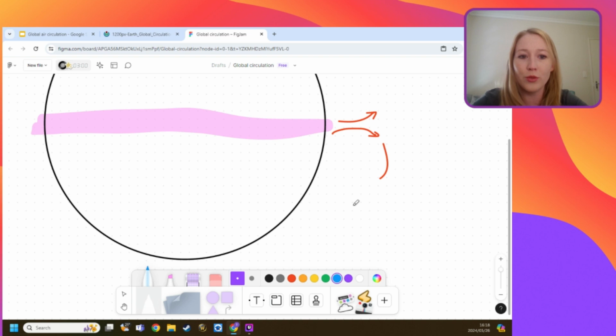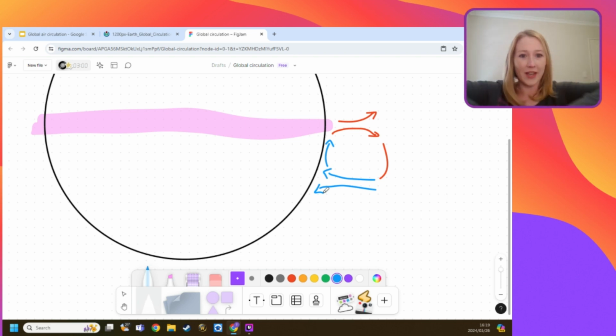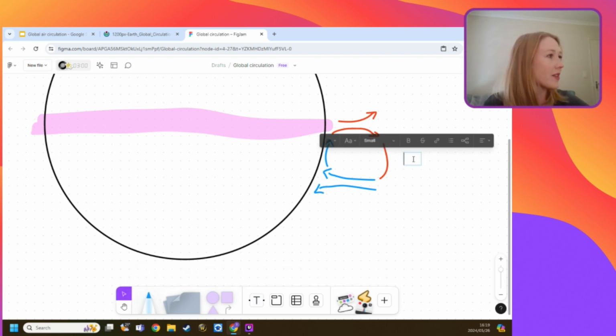It starts to cool, so I'm going to change the color to blue. And then when it sinks, it will diverge again and move back in either direction. I think we need another arrow that kind of shows it. So it's sinking again and diverges. So right here, I'm just going to add the name. So this is our first cell, and this is the Hadley cell.